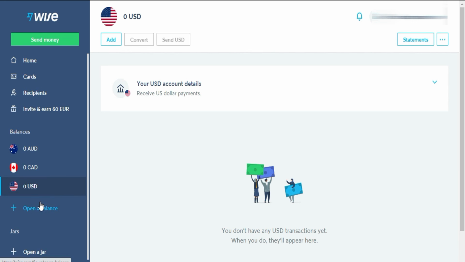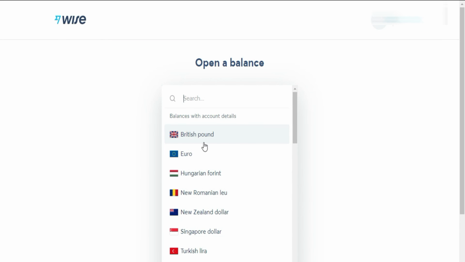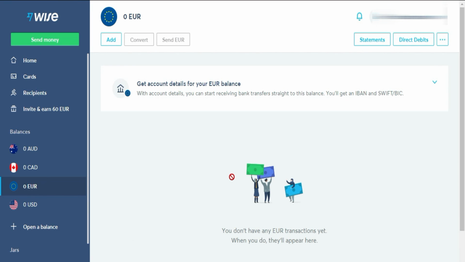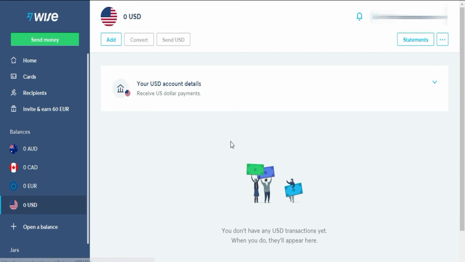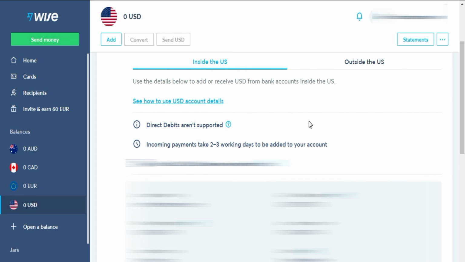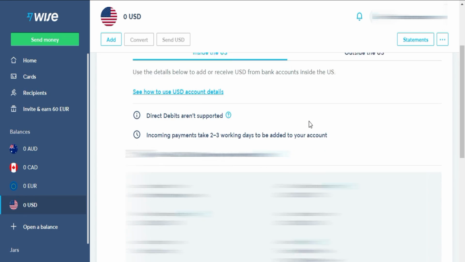Click on Open a Balance, and the currency you want to use. Now you will have a balance with that currency. If you click on the currency, you will see your bank account where you can send money in that currency to have it in your Wise balance, and then use it or transfer it to your bank account. You will see that there are some currencies that have fees, like the dollar if you do not use ACH, but believe me, they are much lower fees than what your bank can charge you.